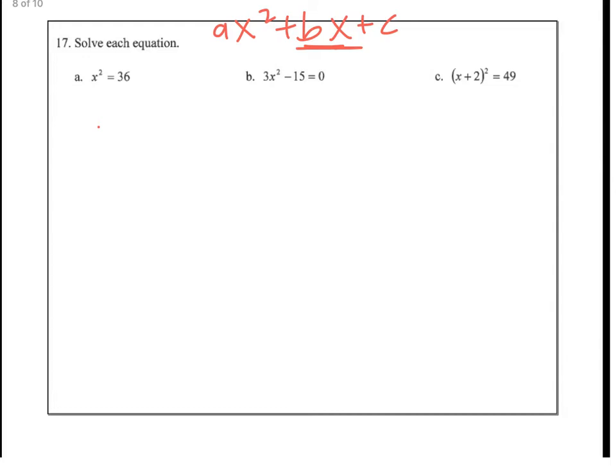So looking at A, well, x squared is already by itself, so I just have to take the square root, so I get x is equal to plus or minus 6. Don't forget, there's 2 solutions.